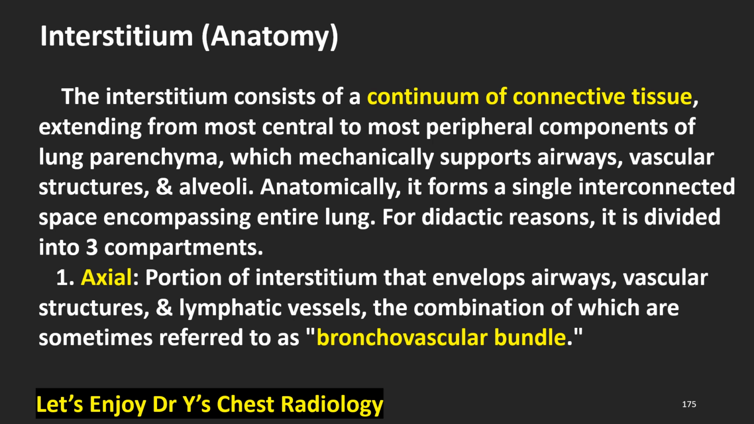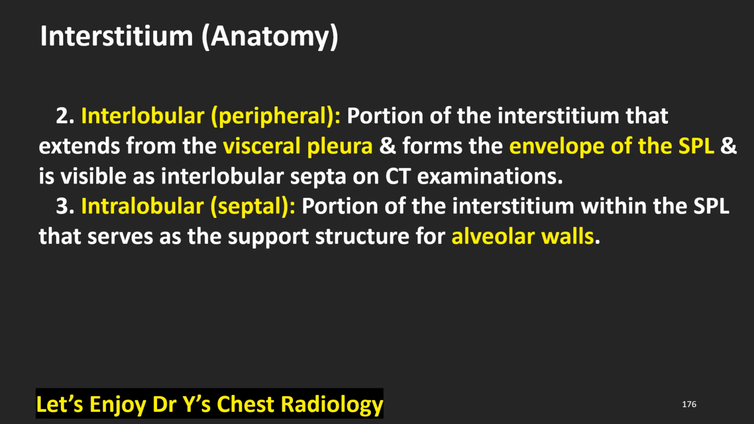1. Axial: portion of interstitium that envelops airways, vascular structures, and lymphatic vessels, the combination of which are sometimes referred to as bronchovascular bundle. 2. Interlobular, peripheral: portion of the interstitium that extends from the visceral pleura and forms the envelope of the secondary pulmonary lobule and is visible as interlobular septa on CT examinations. 3. Intralobular septa: portion of the interstitium within the secondary pulmonary lobule that serves as the support structure for alveolar walls.